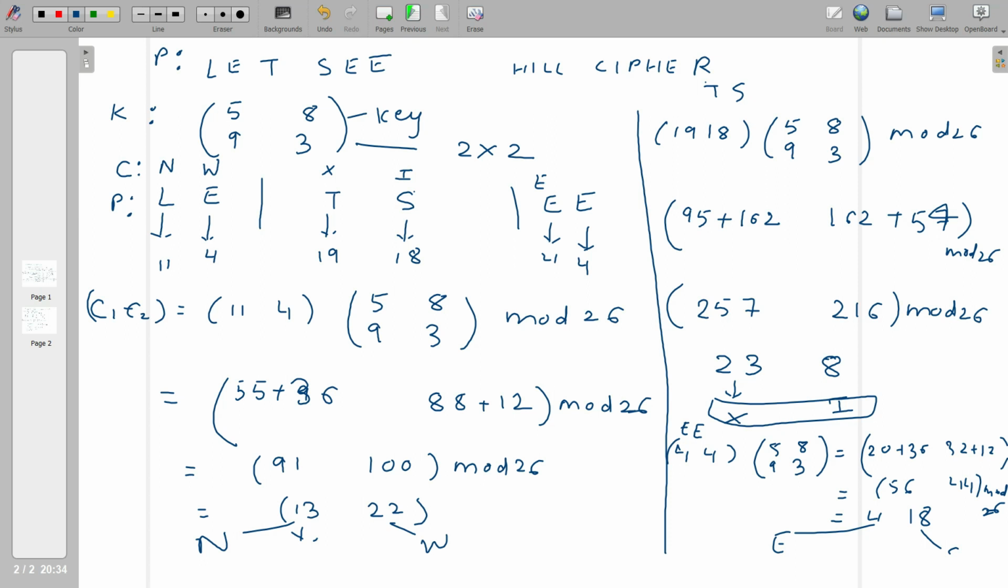So "let C" is encrypted as NWXIES. This is the ciphertext. This is how we encrypt using the Hill cipher.